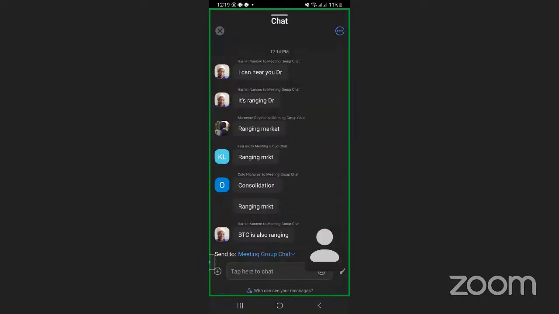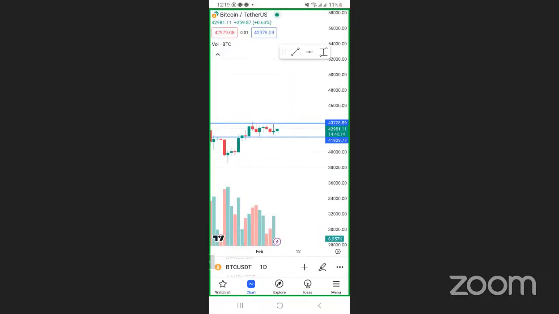Somebody is saying Bitcoin is also ranging. Exactly. Bitcoin being the champion of all, it is ranging. From my previous training, I gave you some tips on how to trade the ranging market. I said that after drawing those two lines, you wait for the price to come to the lower range, enter, and exit before the upper range. Just like that.